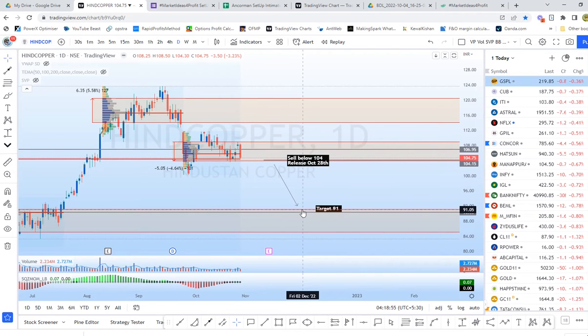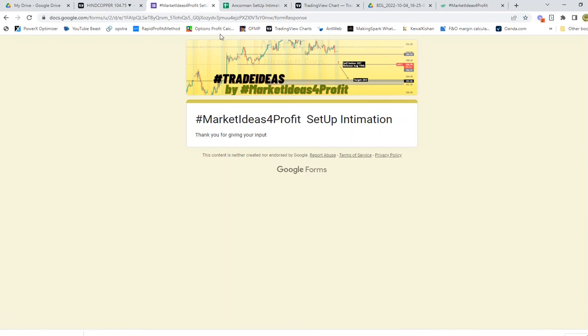And I will hope to get out of that trade when it reaches 91, giving me a profit of 13 rupees on this trade, which is a good 13%. So now, once I have built this setup, I will get into this sheet.